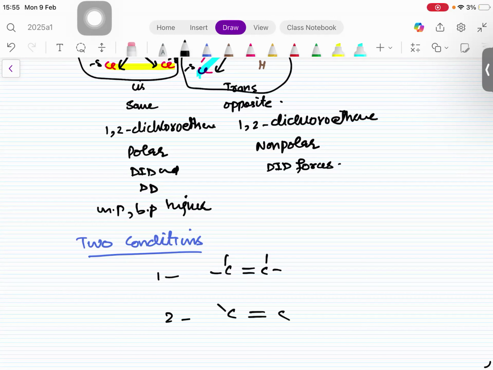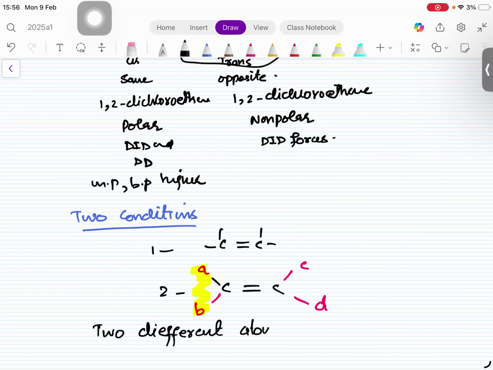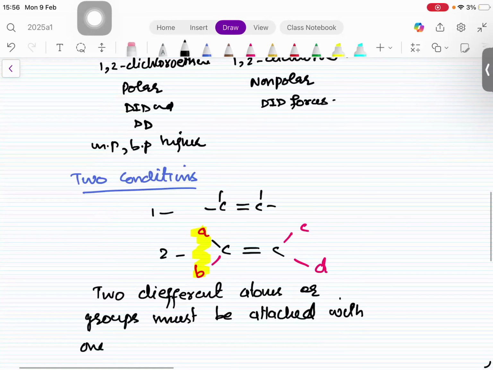Look, if a group A is attached with one carbon, there should be group B. If there is a group C, there should be group D. So two different atoms or groups must be attached with the same carbon having the double bond, to have cis and trans.